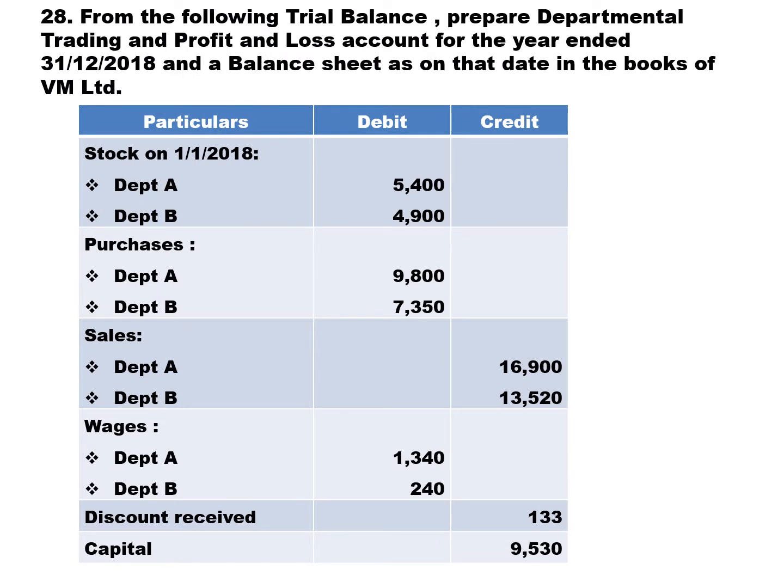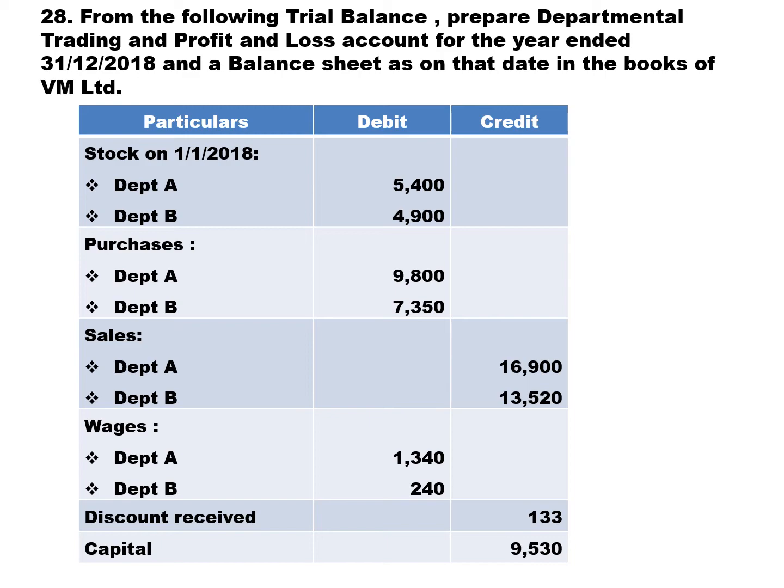So this is the 28th problem, students. From the following trial balance, prepare departmental trading and profit and loss account for the year ended 31/12/18 and the balance sheet as on that date in the books of VM Limited. Stock on 1/1/18 is nothing but opening stock, opening stock will come in trading, purchases will come in trading, sales trading, wages trading, discount received will come in PL and it's an income to be distributed in purchase ratio.